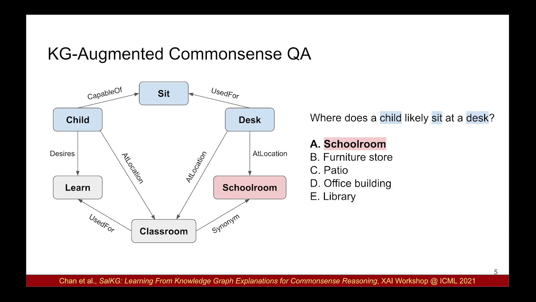To address this limitation, many works have proposed augmenting common sense QA models with common sense KGs, such as ConceptNet, which store abundant information about common concepts and the relations between them. By reasoning over facts in the common sense KG, the model leverages valuable background information that helps predict the correct answer, schoolroom.